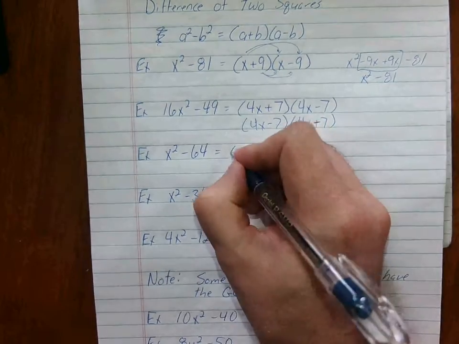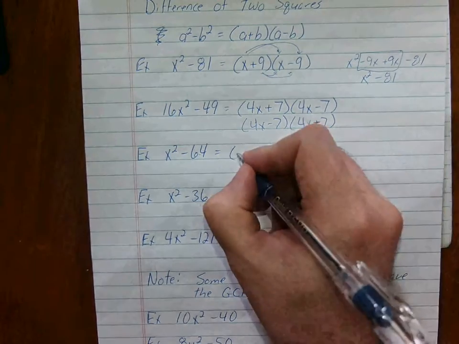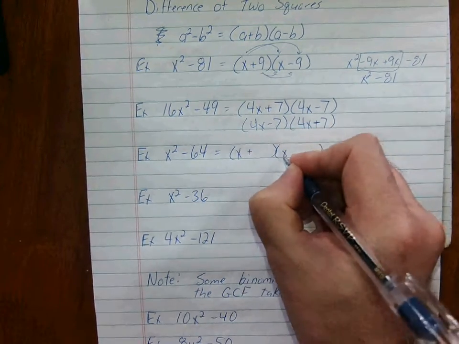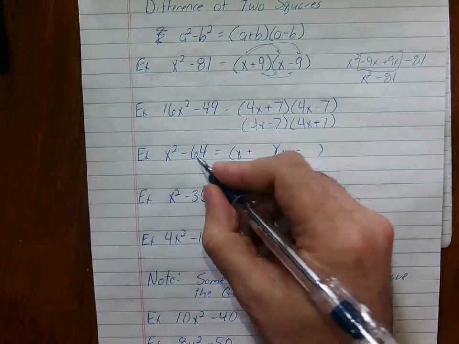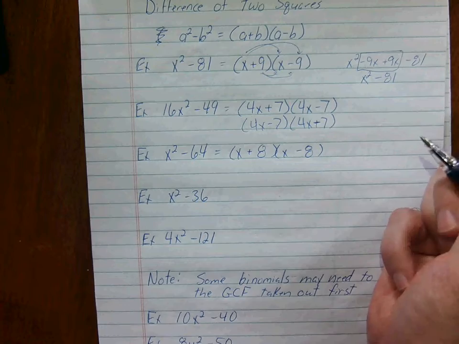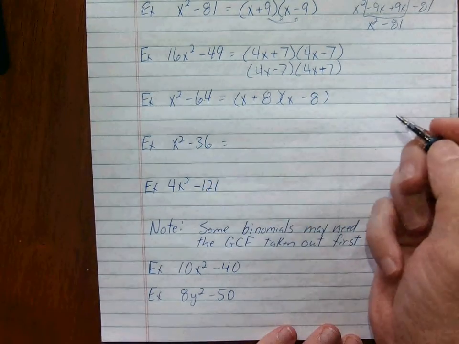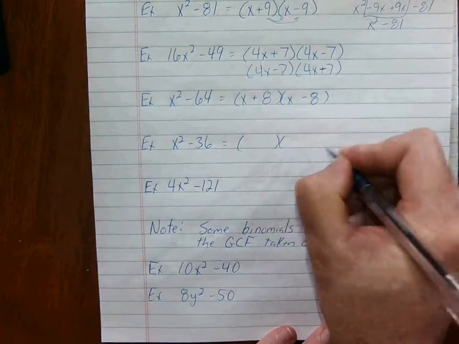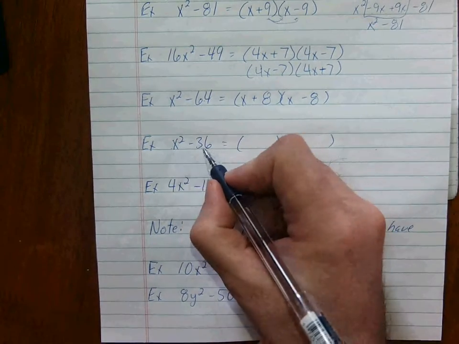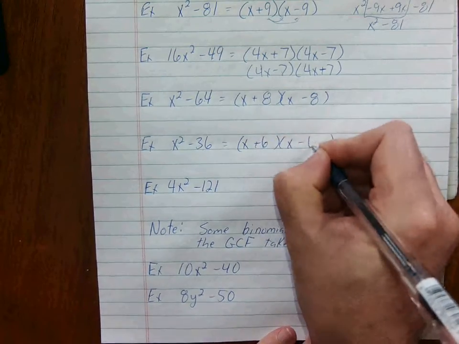Same thing here, perfect square, perfect square. So you're going to have two quantities. One of them is going to be a plus, one of them is going to be a minus. Square root of 64 is 8, so you have plus 8 and minus 8. Next one, same thing, perfect square, so you're going to have x plus 6, x minus 6.